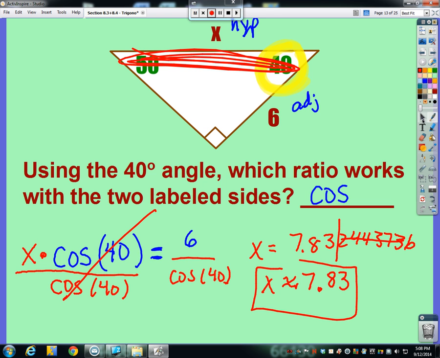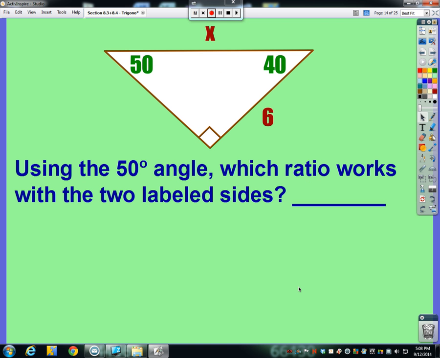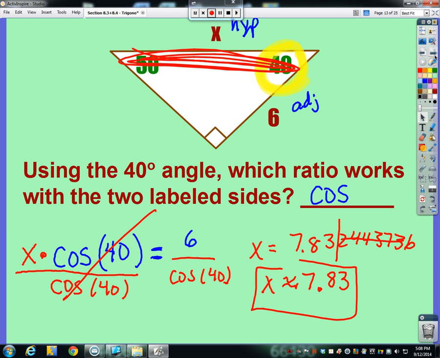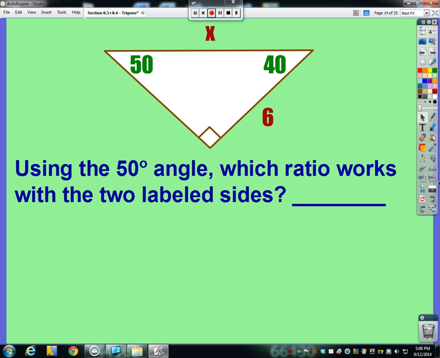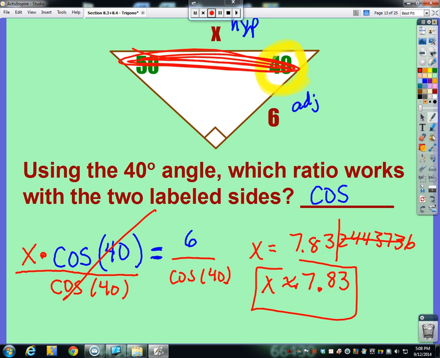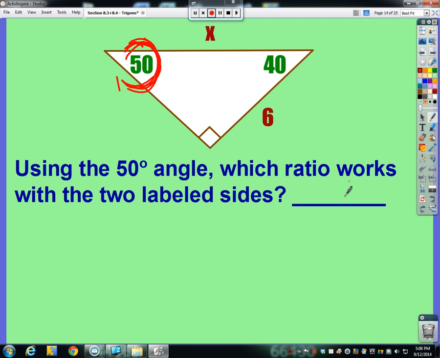Now, let's do the same problem, so we should get the same answer of 7.83. But what if we had picked the 50-degree angle instead of the 40? Will this setup look exactly like it did with the 40? The answer is no. So let's look with the 50. We're going to use the 50. Now, which ratio, sine, cosine, or tangent, works with the 50-degree angle? Will it be the same as with the 40, or are we going to use cosine again? I don't know. Let's see.